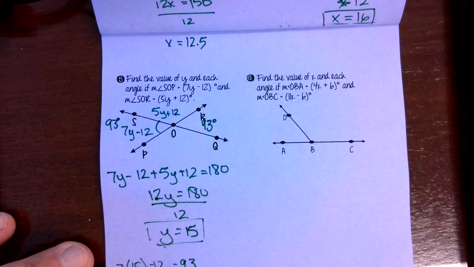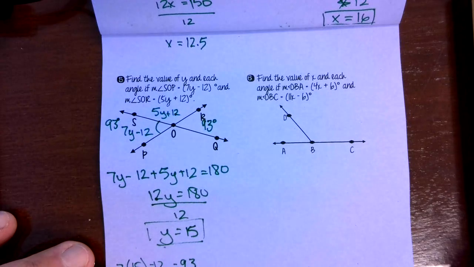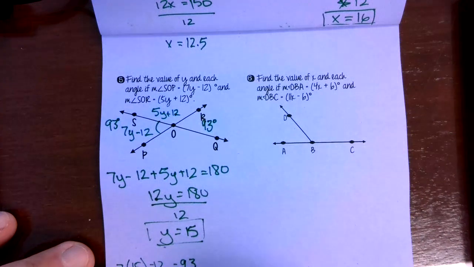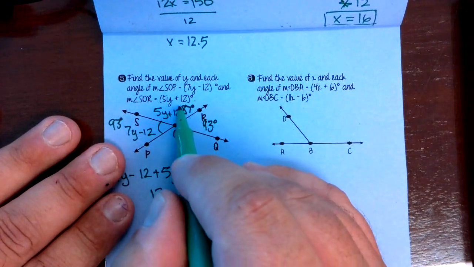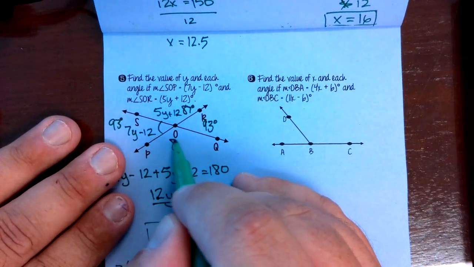5 times 15 plus 12. Plug that in, and I get 87. So this angle is 87 degrees. And if that's 87, this one's also 87.